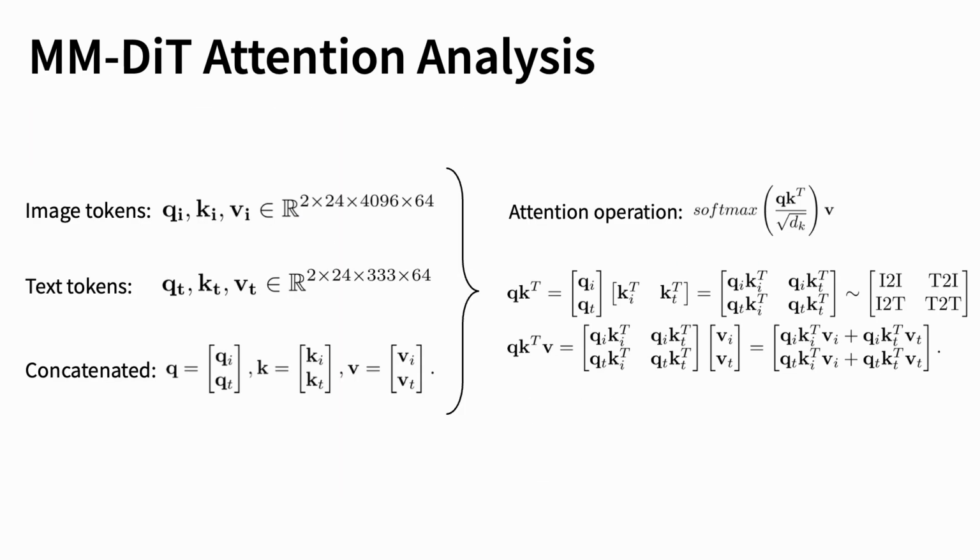The core mechanism of MMDiT is a full attention mechanism on a single concatenated sequence of image and text tokens. Here we bring SD3's dimensions as an example. Query, key, and value matrices are concatenated and full attention operation is performed. The resulting attention map can be divided into four distinct subblocks: I to I, image to image; T to I, text to image; I to T, image to text; and T to T, text to text. We omit the softmax operation, which is done row-wise, for convenience.